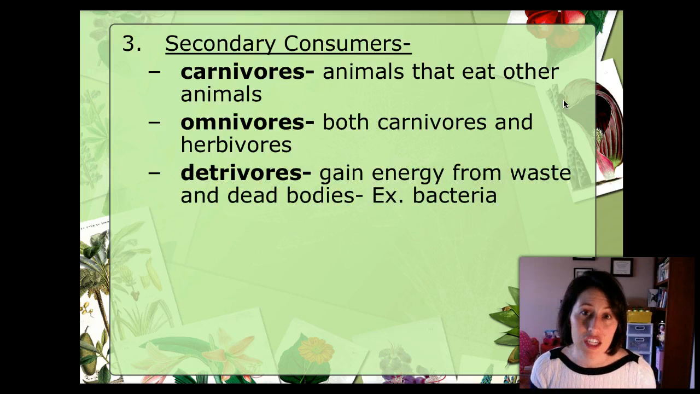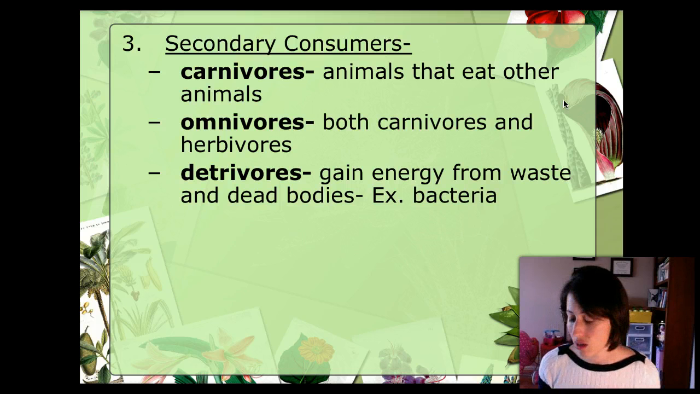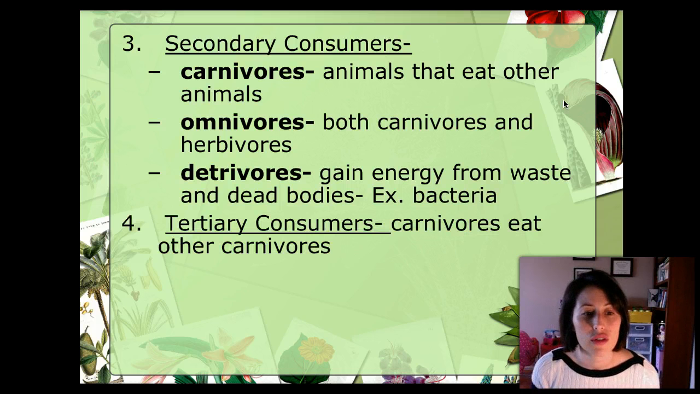And then there's also detritivores, which are considered secondary consumers. And detritivores are organisms that gain energy from waste and from consuming dead bodies or decomposing bodies. So an example of that might be bacteria or fungus. Fungus is a mushroom. Mushrooms are not considered a plant, remember, because they don't have chloroplasts. They get their energy from other sources. So those would be detritivores.